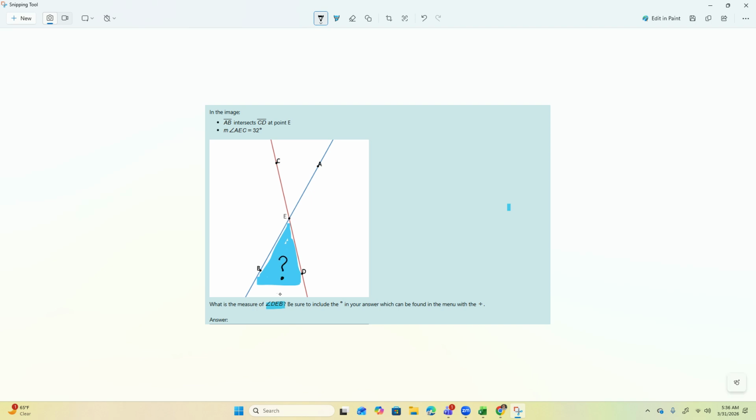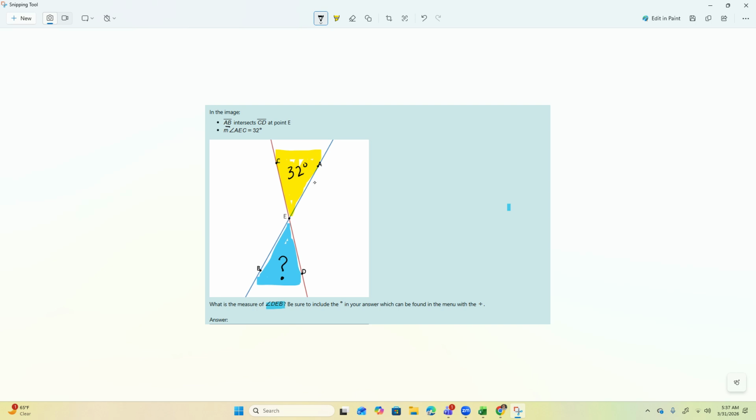They told you here, this is how you read what you see here: line AB, that's the blue line, intersects, that means it crosses, line CD, the line in red. And they told you that angle AEC, let me highlight it, the one I highlighted in yellow, is 32 degrees.